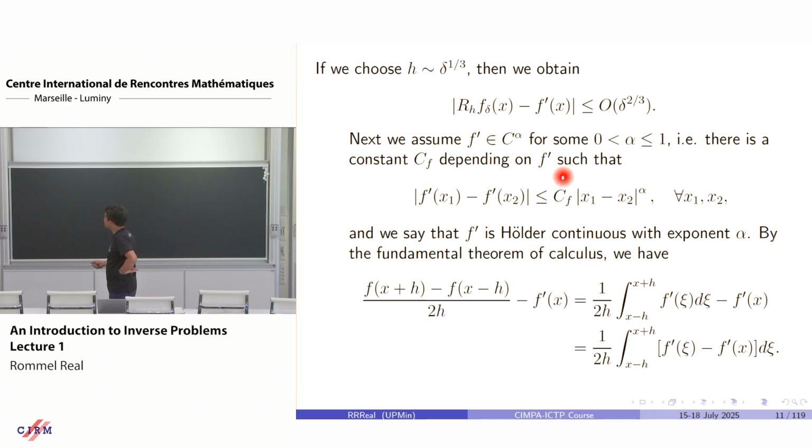So also we can assume that f prime is in C alpha. So that means there is some constant C sub f depending on f prime, so that we have this bound over here between f prime of x at two points x1 and x2. And then we say that f prime is also continuous with exponent alpha. And then by the fundamental theorem of calculus, we will have this one. And then by breezing through the computations here, we don't have to go into every detail here.